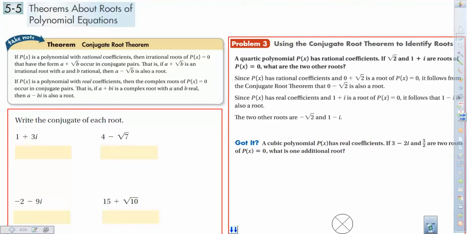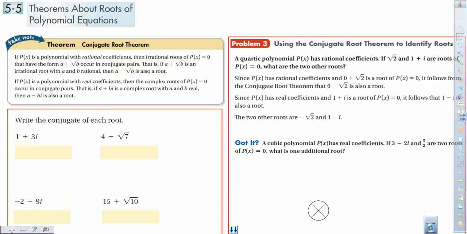Now, section 5-5, theorems about roots of polynomial equations. We are definitely trimming this down quite a bit. There is a lot going on in 5-5, and we only need to do a basic surface level understanding of section 5-5.